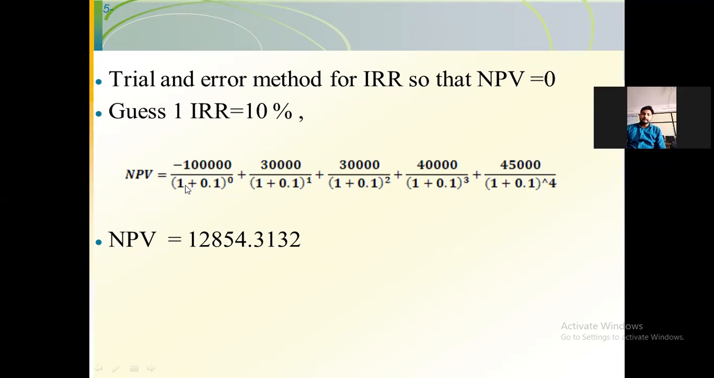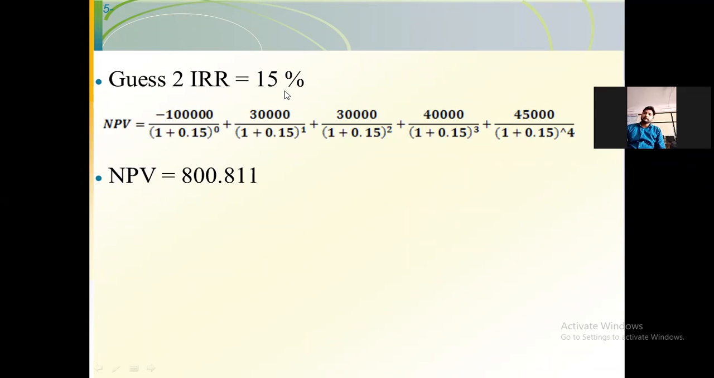So here in this case I got NPV equal to 12,854.31, so it is not equal to 0. Now we have to consider another value. We have considered another value of IR equal to 15%, so put 0.15 everywhere where the IR is present in the equation. After doing the calculation, I got NPV equal to 800.811, which is closer to 0 as compared to the previous value.